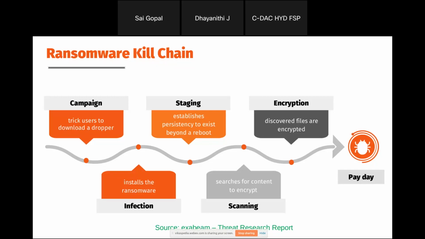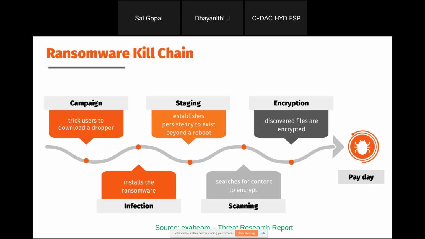So in the campaign, in the first stage, what the attacker will do is create a phishing mail that contains a malicious link or a malicious document. This mail will be circulated to all the persons. This will happen in the campaign phase.